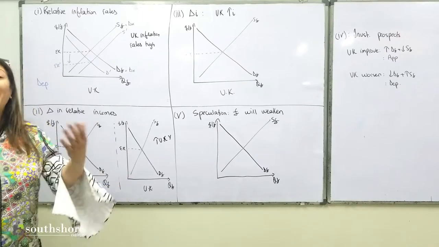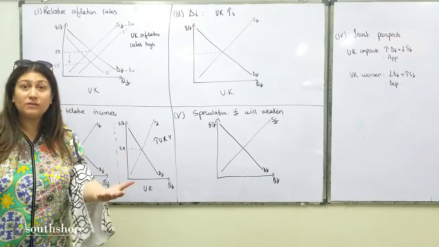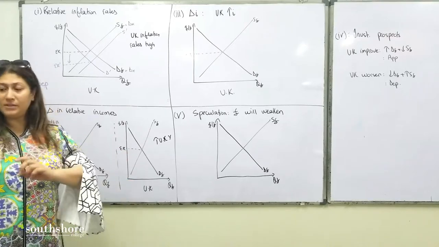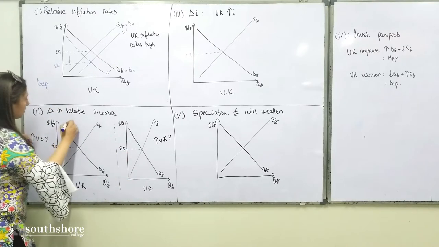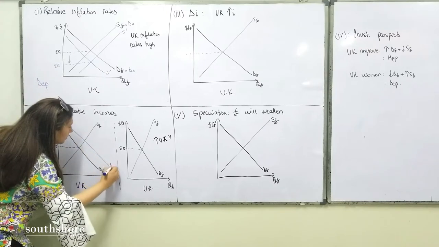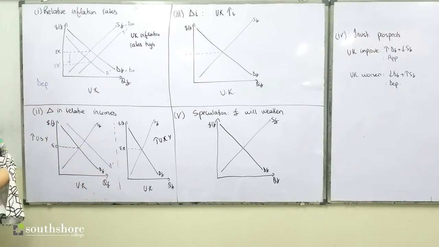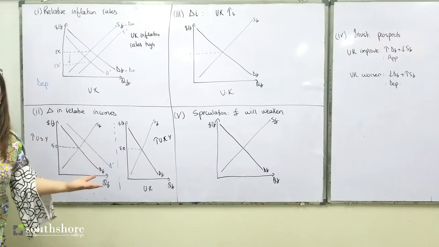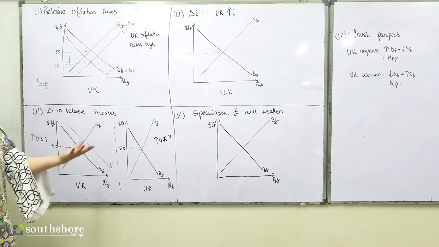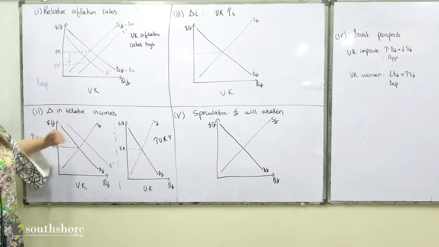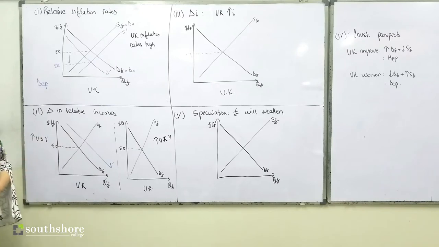As a result, they are going to buy more goods and services from the UK because their incomes have risen. This demand curve will shift outwards, because they'll take more holidays to the UK, for example, and buy more imported items from the UK. So they will start demanding more pounds in order to buy these items.